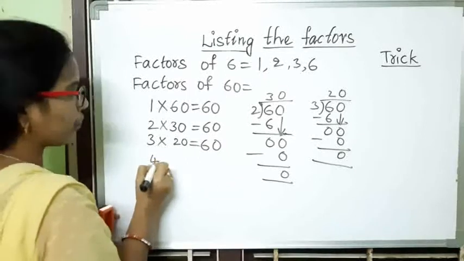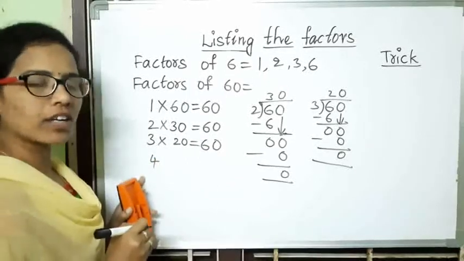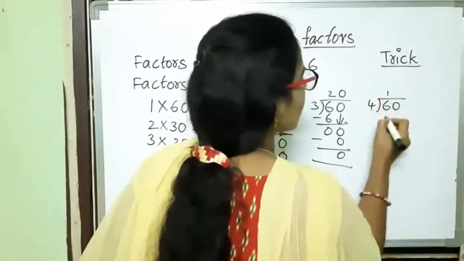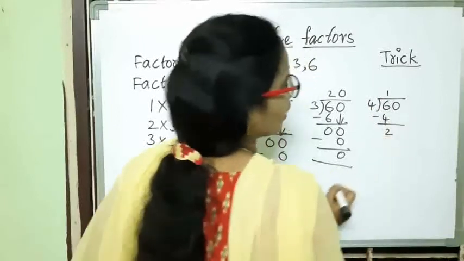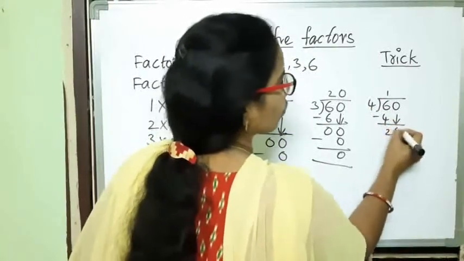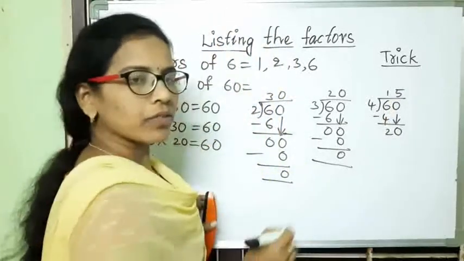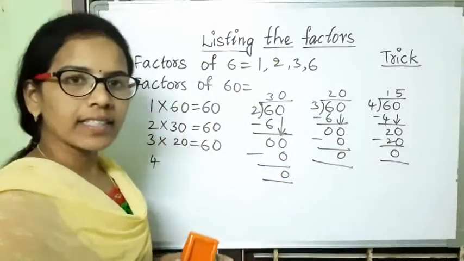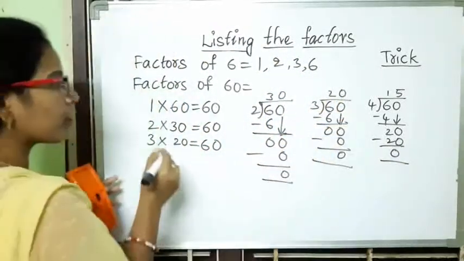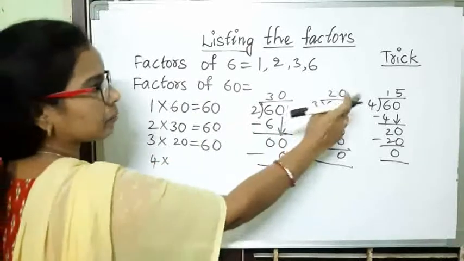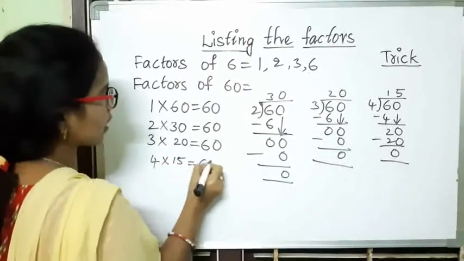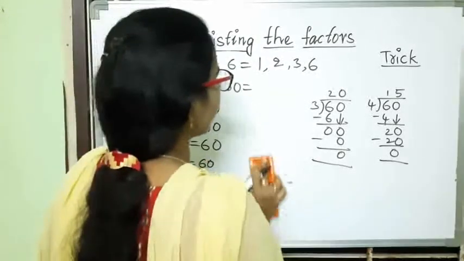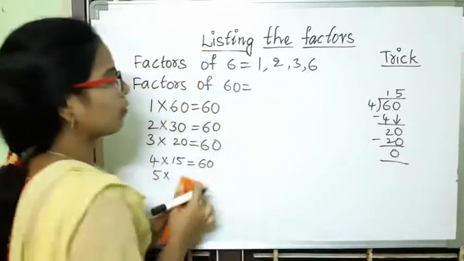Let's take 4. Whether it is a factor or not, to know that, divide 60 by 4. 4 ones are 4. 2 and bring down 0. 4 times 5 equals 20. 20 minus 20 is 0. Remainder is 0. That means 4 is a factor of 60. 4 times 15 equals 60. Next, let's take number 5. For that we divide 60 by 5.